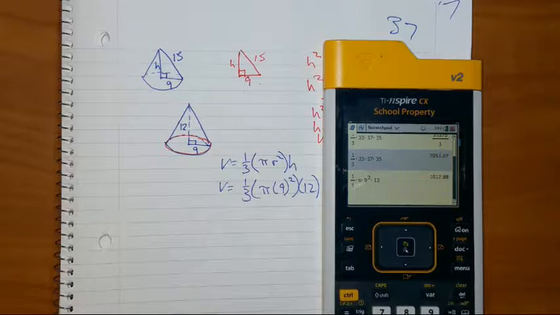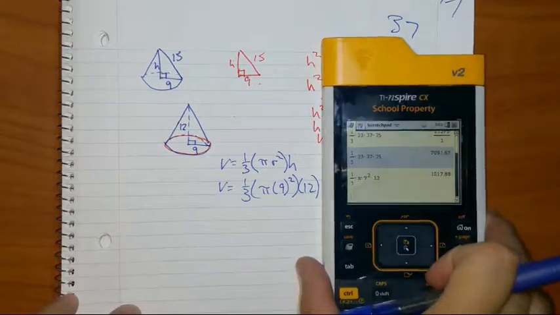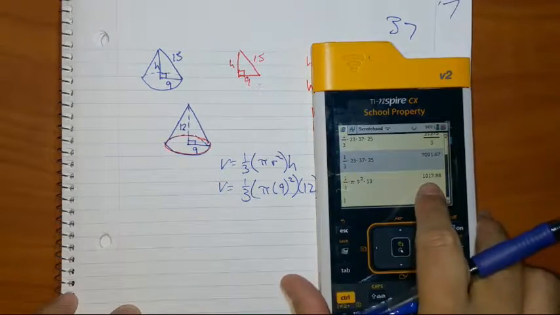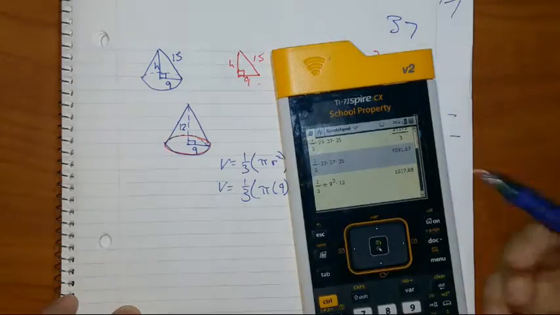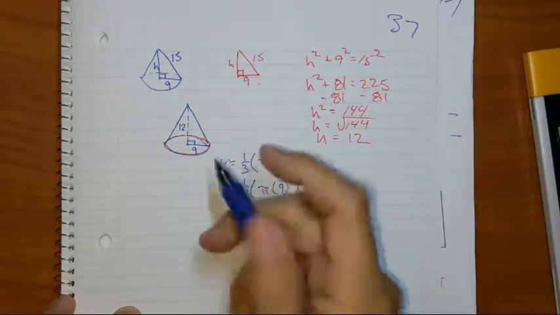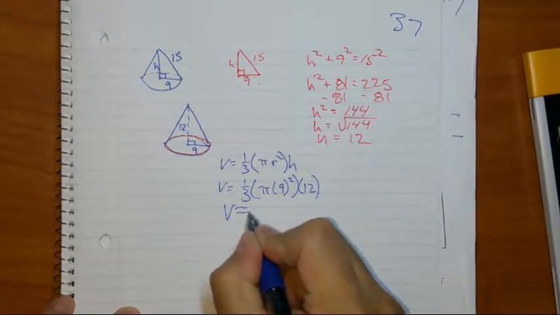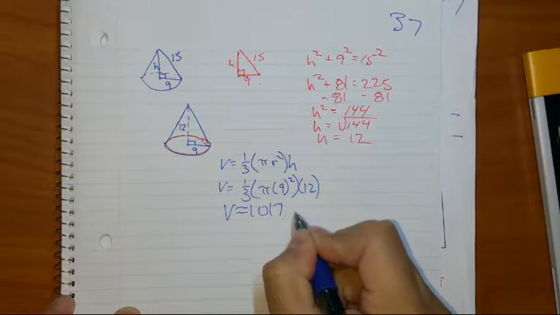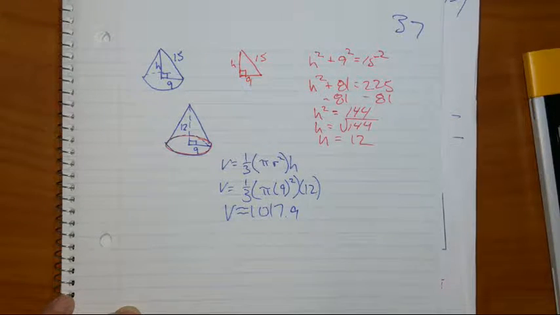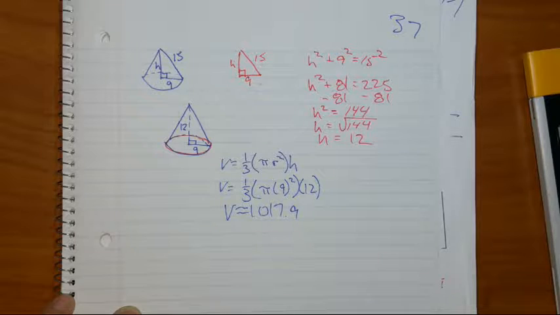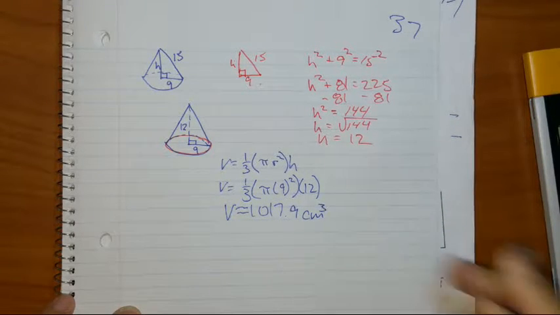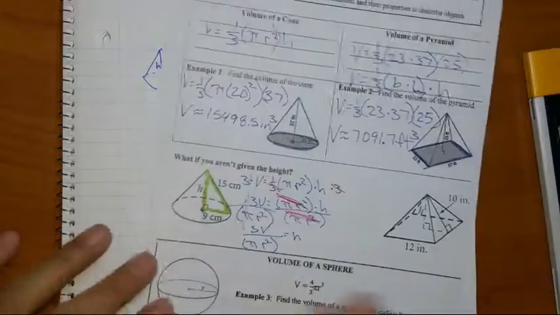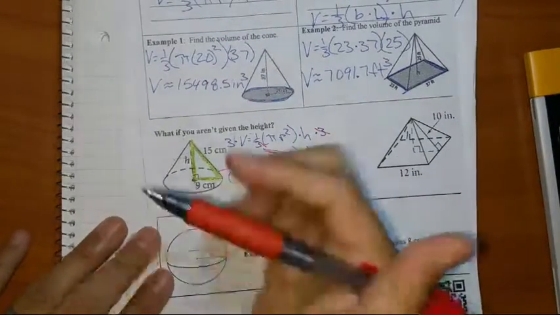And I come up with my volume is going to be, let's say, 1017 point what? 9.88, but let's round to a tenth right here. Yes. 1017.9. What are the units on this one? Centimeters. There we go. So 1017.9.